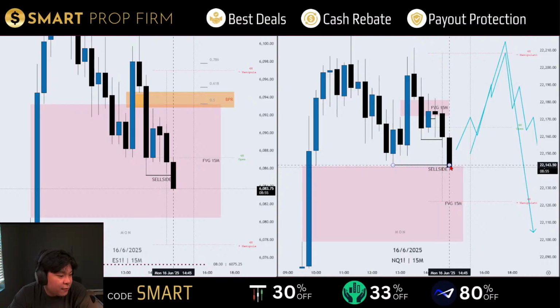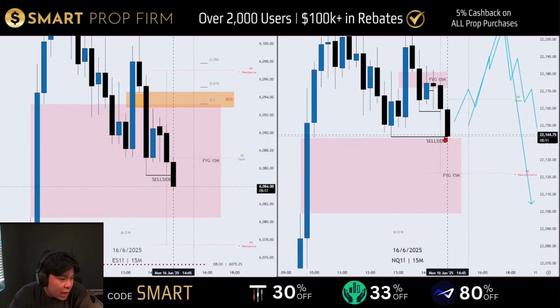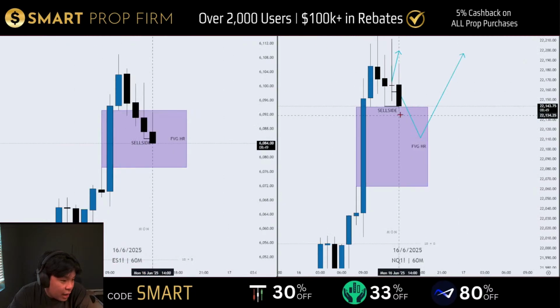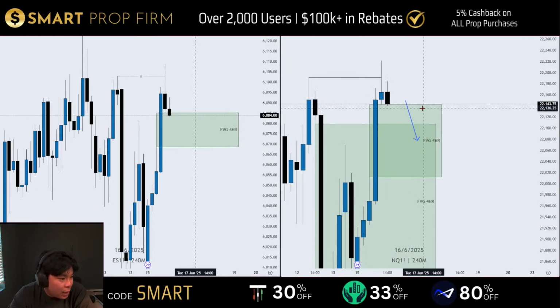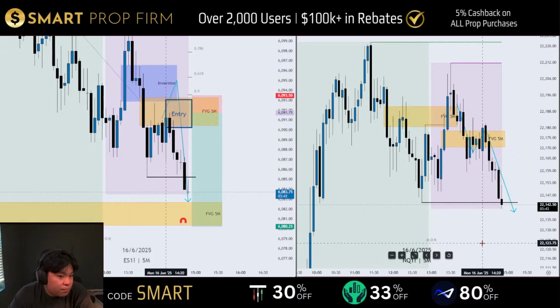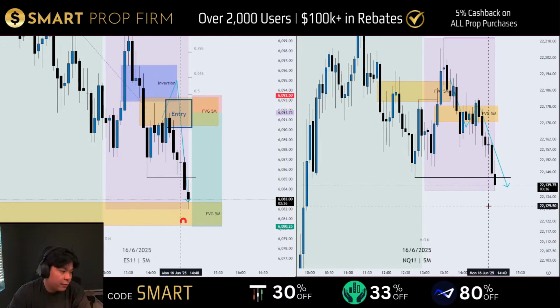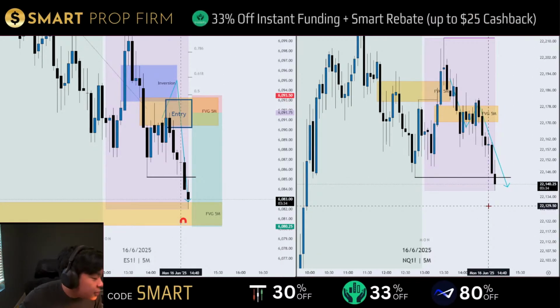Again, this is not the main target. This is like the first one. We have a large gap on the 15 here, on the hourly we have a large gap, and on the 4 hour we have a large gap. This is going to start picking up. Here we go. Give me that money.